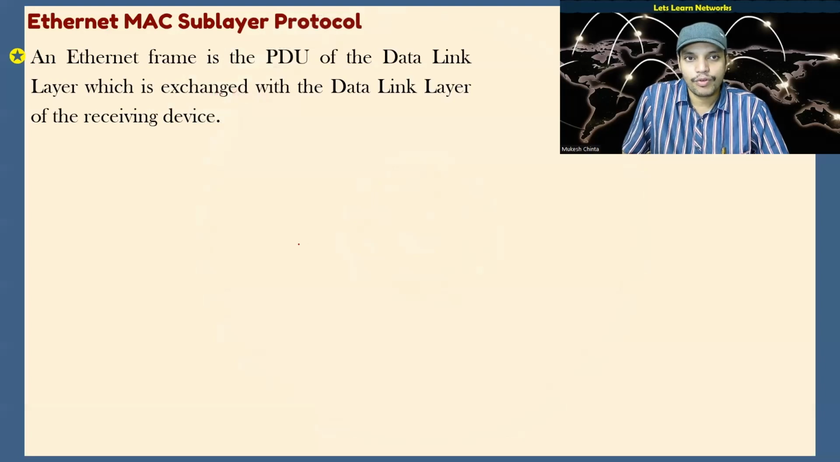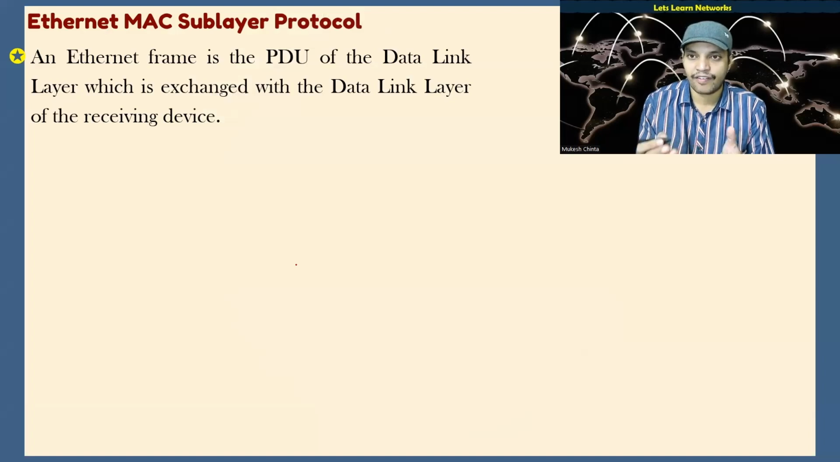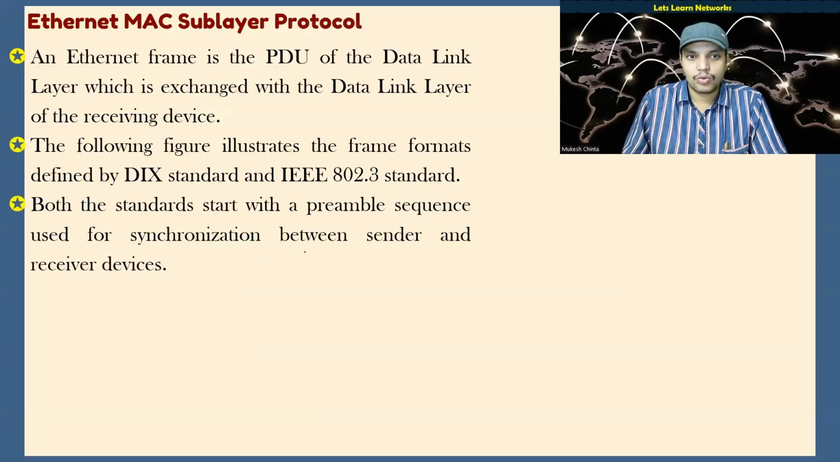Okay. Now moving on to the frame format. So what is this Ethernet frame? An Ethernet frame is the protocol data unit of the data link layer. So a data link layer on one machine exchanges an Ethernet frame with the data link layer on the other machine. The sending DLL transmits an Ethernet frame to the receiving DLL. As I told you, initially the DEC, Intel and Xerox companies came up with a DIX standard. So I'm showing both the standards here, both the DIX standard and also the IEEE 802.3 standard.